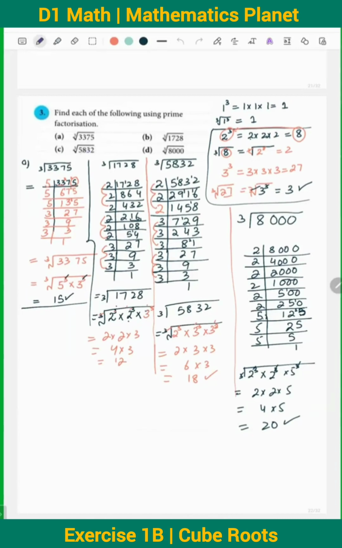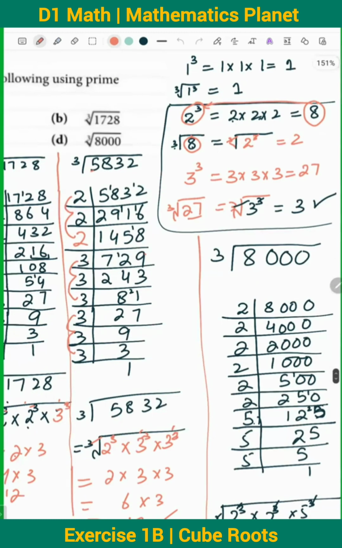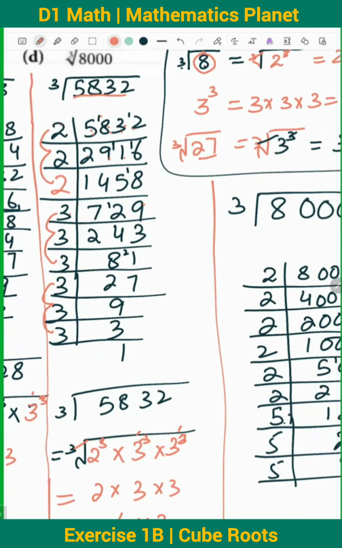So part C is the cube root of 5832. Students, 5832 is written over here. What you have to do is prime factorization: 2 times 2 is 4, 2 times 9 is 18, 2 times 1 is 2, 2 times 6 is 12. 2 times 1 is 2, 2 times 4 is 8, 2 times 5 is 10, 2 times 8 is 16. 2 times 7 is 14, 2 times 2 is 4, 2 times 9 is 18. 3 times 2 is 6, 3 times 4 is 12, 3 times 3 is 9. 3 times 8 is 24, 3 times 1 is 3. 3 times 27 is 81. 3 times 3 is 9, and 3 times 3 is 9, and 3 times 1 is 3. Got it? So this is the prime factorization.